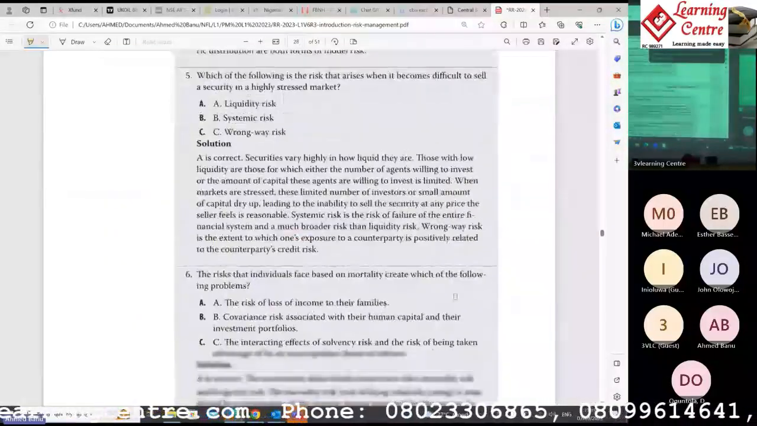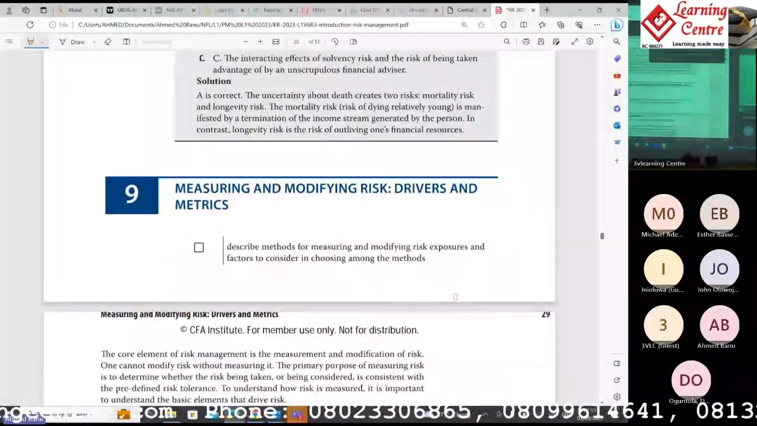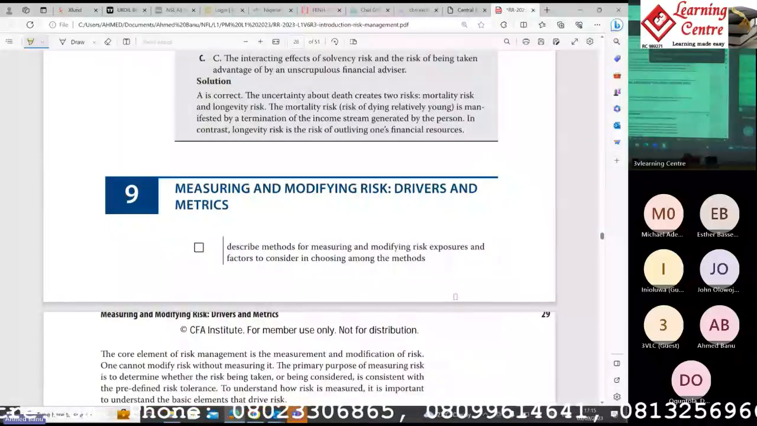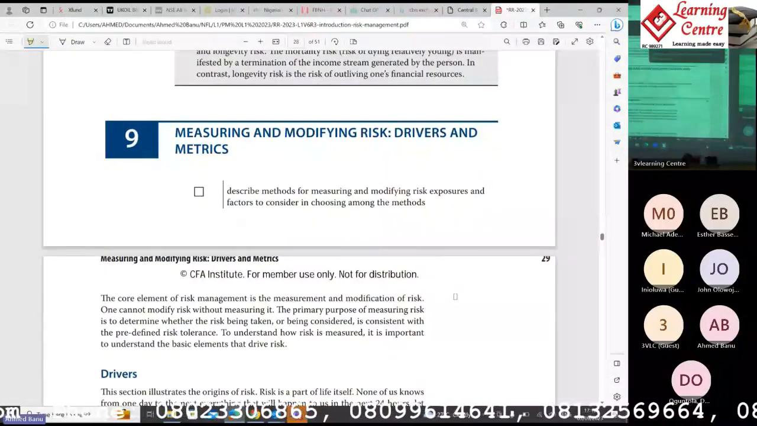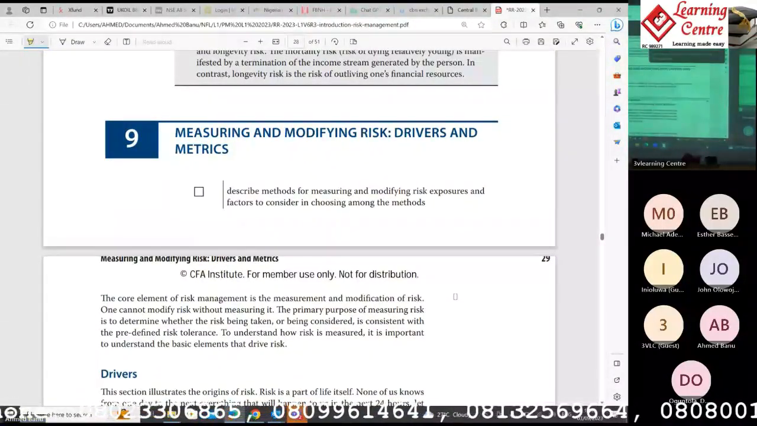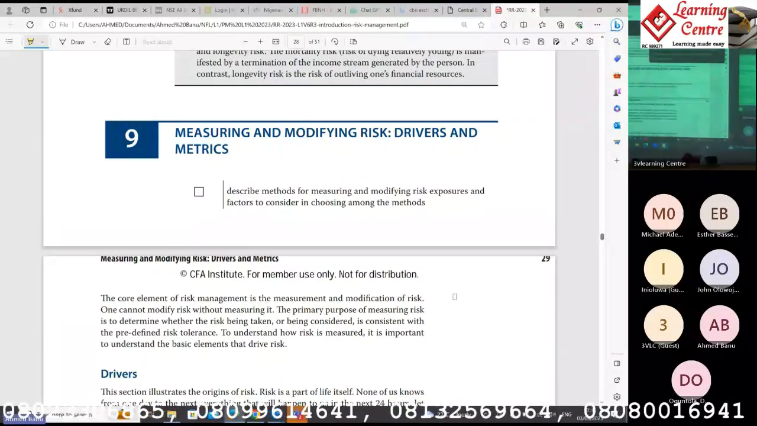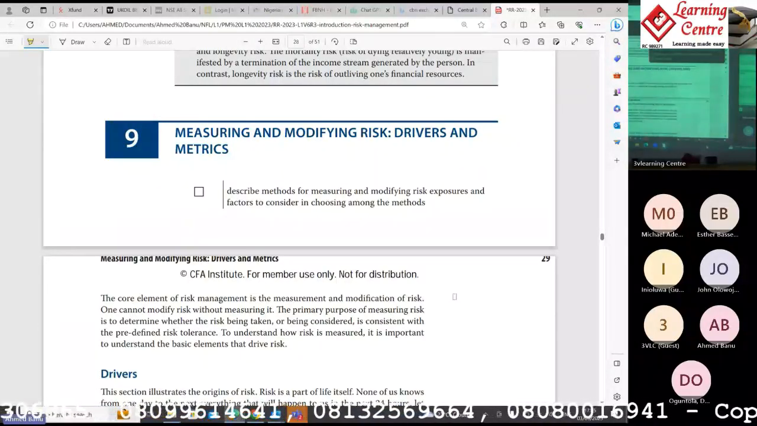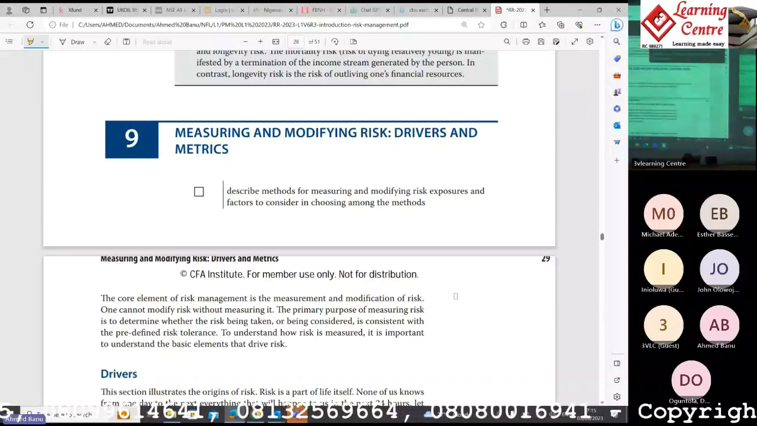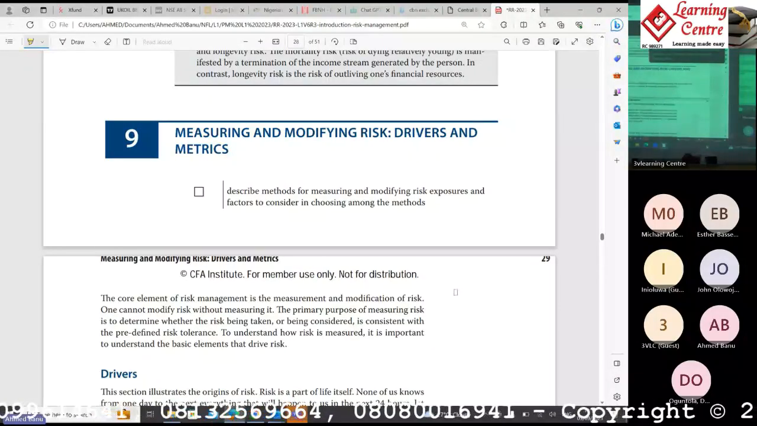Okay, we're done there. Let's move on. Measuring and modifying risks, drivers and metrics. Describe methods of measuring and modifying risk exposures and factors to consider in choosing amongst methods.